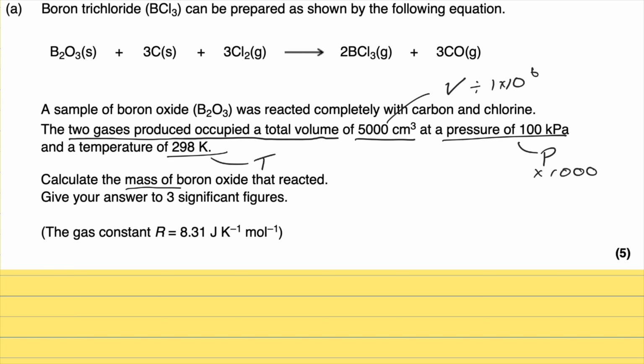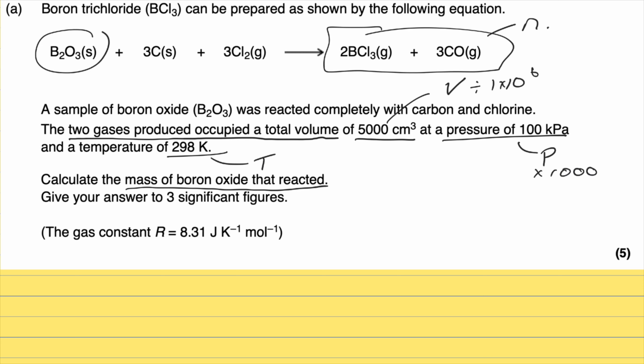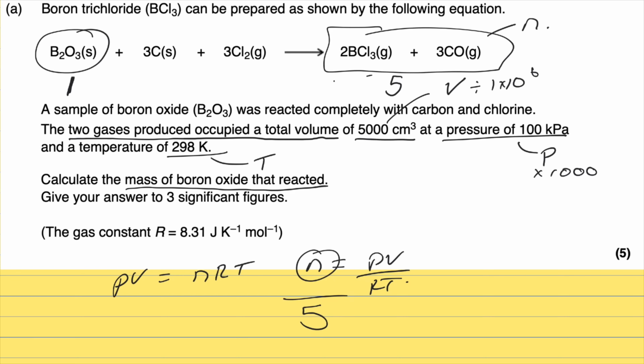We've been asked to calculate the mass of boron oxide that reacted. So the first thing we need to do is calculate the moles of gas here. So calculate n, and we need to go back and work out the mass of boron. So the total moles of gas here are 5. The moles of boron oxide is 1. So first of all you need to do PV equals nRT to calculate moles, which is PV over RT. And then once you've got the moles of all 5 moles of these gases, you need to divide that by 5 to get this, and then you can calculate the mass.